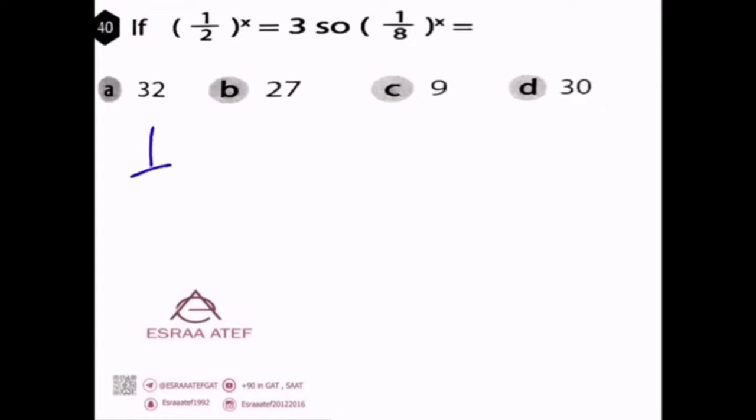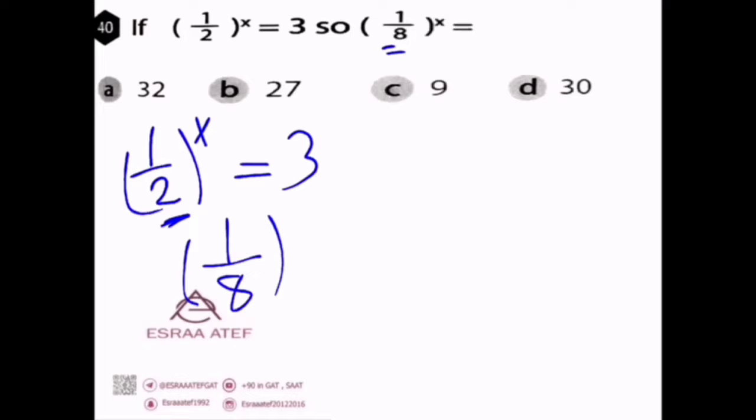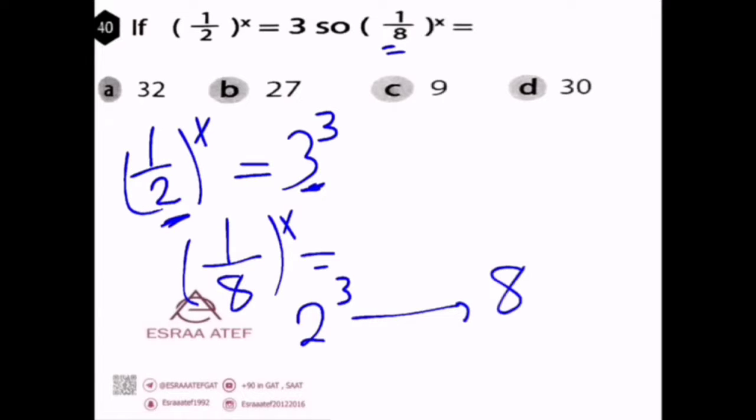Next one, we have 1 over 2 power by x equals 3, and he wants me to get 1 over 8. How can we get it? How can I convert 1 over 2 to 1 over 8, which he needs? To convert 2 to 8, I power it by 3, which means 2 times 2 times 2. So I will power the same by 3. It will be 3 powered by 3, which equals 27. So the answer will be 27.